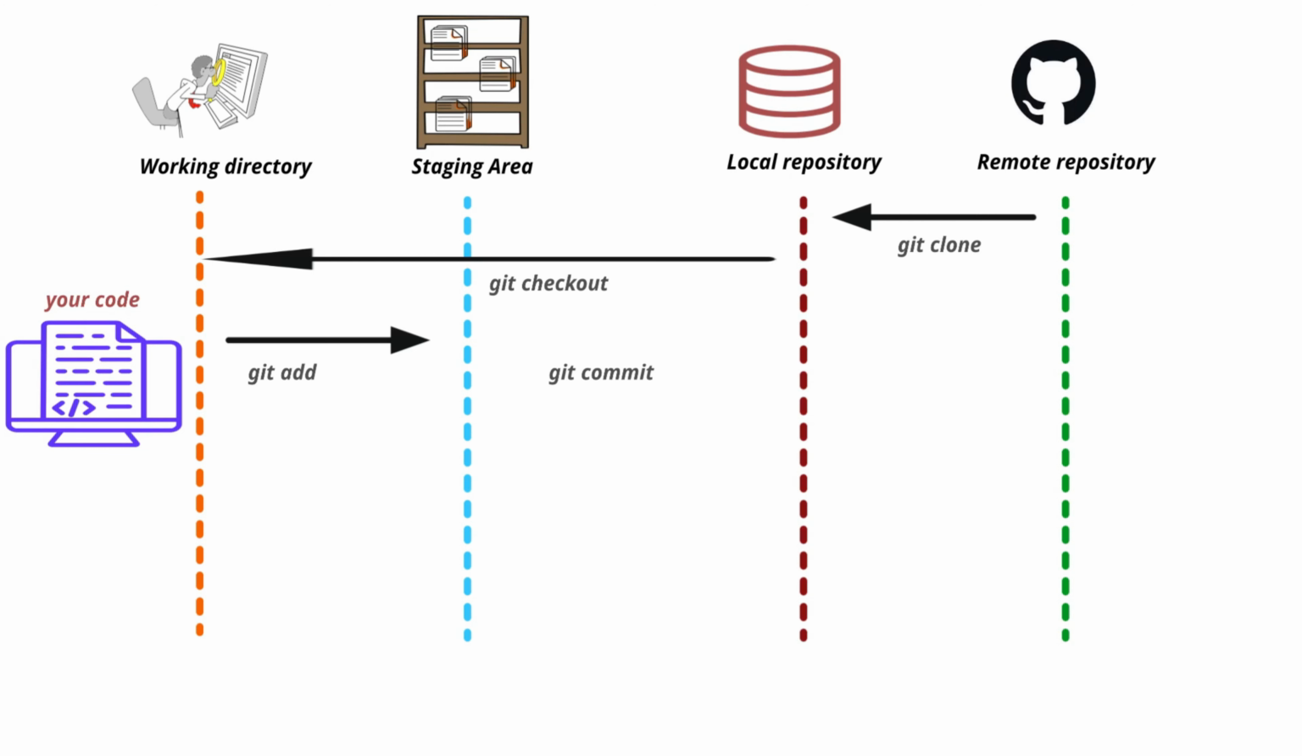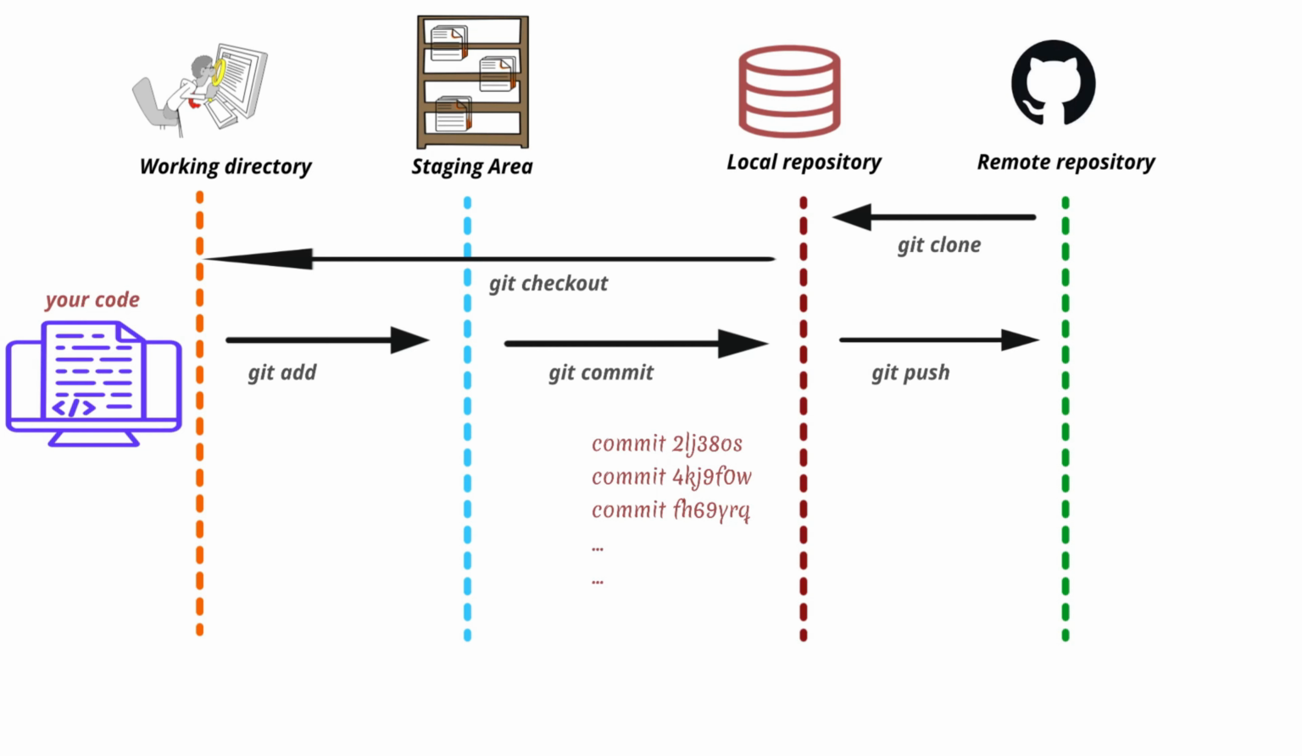Then, with git commit, we save a snapshot to our local repository. It's now a permanent part of our project history. When we want to share our changes with the team, we run git push. This sends our commits to the remote repository like GitHub, so that others on our team can see and collaborate.